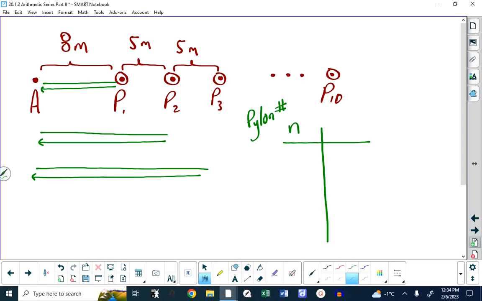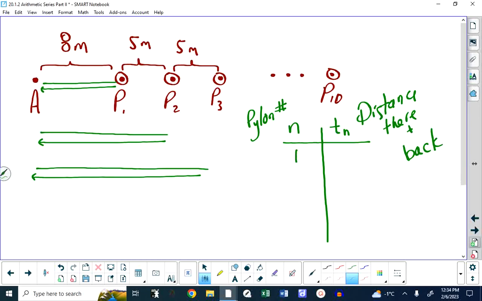Pylon is just one of those cones. You know what I'm talking about, right? Just kind of a fluorescent orange cone or some kind of marker on the floor. And Tn is the distance there and back. And when I say there and back, I mean to that pylon and back.